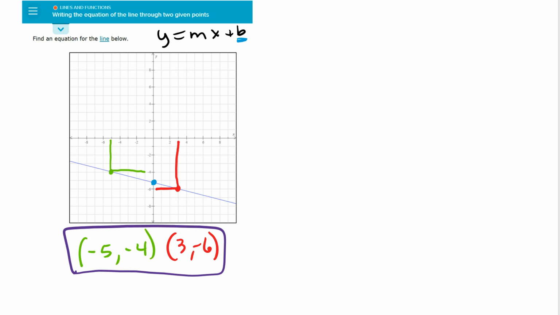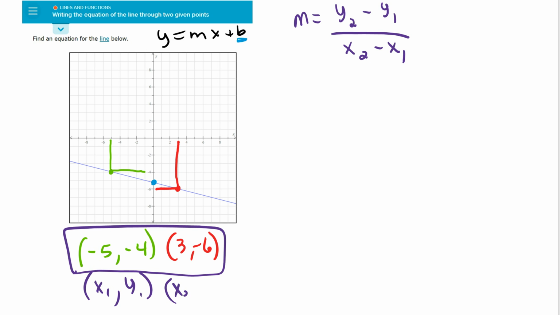There's a formula that says slope is equal to y sub 2 minus y sub 1 over x sub 2 minus x sub 1, where x sub 1, y sub 1 and x sub 2, y sub 2 are any two points.